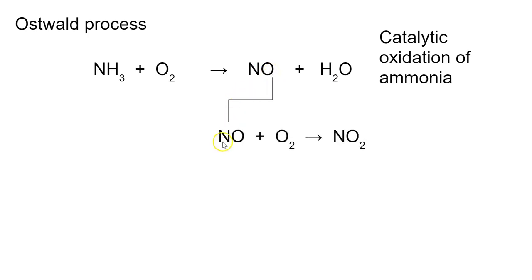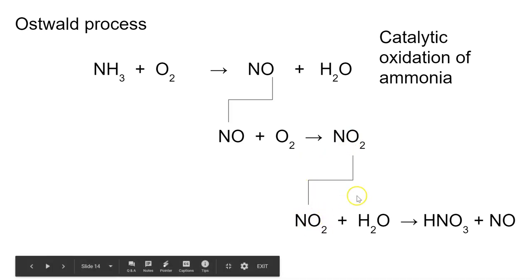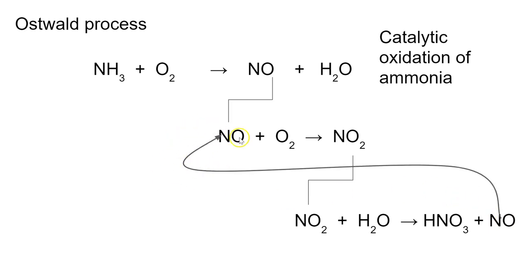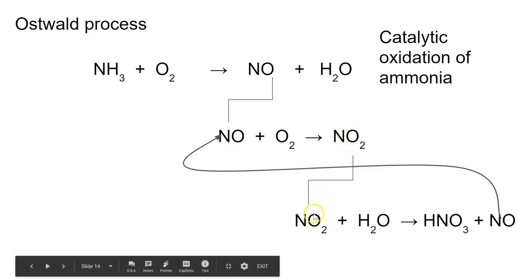Once I've created the nitrogen monoxide, I oxidize that again, or let it react with oxygen, to give me nitrogen dioxide. In my final step, I take the nitrogen dioxide and react it with water to get nitric acid, and one of the byproducts will be nitrogen monoxide. This nitrogen monoxide I can put back into the process so that it can produce some more NO2, and so the process continues. So there are three steps: catalytic oxidation of ammonia, then the nitrogen monoxide that I had as product in the previous step gives me nitrogen dioxide, and then the last step, nitrogen dioxide plus water gives me nitric acid.